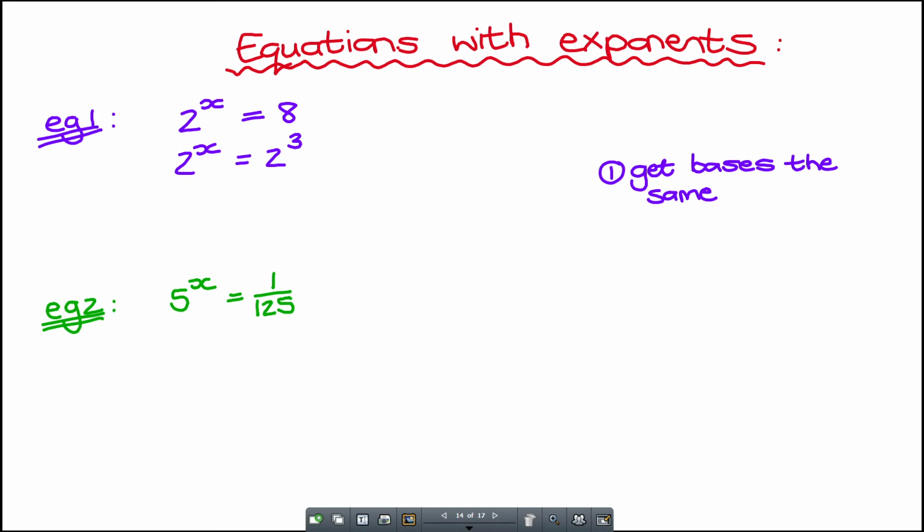How did I know 2? Because I want my base to be the same as what I had on the left-hand side. You could have said cube root of, but you wouldn't have known it's cube root. Sometimes it's a bit of trial and error. The more you do it, the easier you're going to see it. 2 to the power of 1 gives 2, 2 to the power of 2 is 4, so 2 to the power of 3 gives me 8.